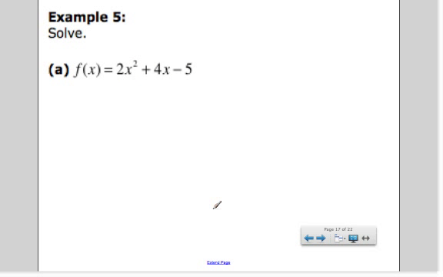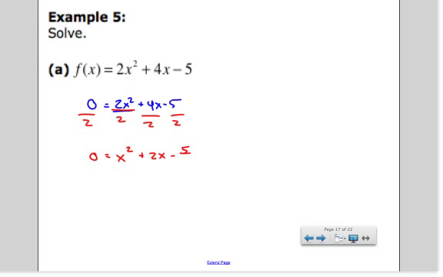Alright, let's try this. First, set f of x equal to 0. So we have 0 equals 2x squared plus 4x minus 5. Then divide everything by the a value. So here I'm going to divide everything by 2. Well, 0 divided by 2 is 0. 2x squared divided by 2 is x squared, plus 2x minus 5 halves.